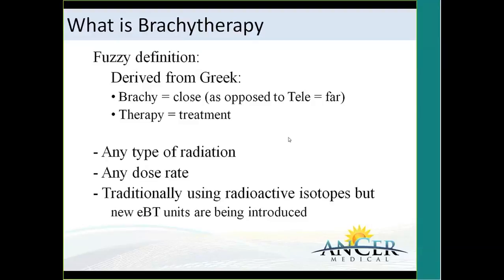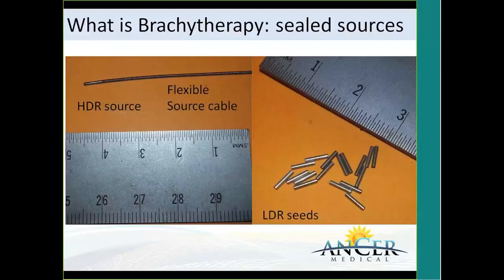And so just to give you a little bit of an idea of what brachytherapy sources look like, on the right-hand side, you have LDR seeds, and on the left side, you have an example of an HDR source. So you see that they're about the same size. They're about 5 millimeters long. This HDR source, the GammaMed source, is about 5 millimeters long and 0.9 millimeters in diameter. So the size is really very similar to the size of an LDR seed.